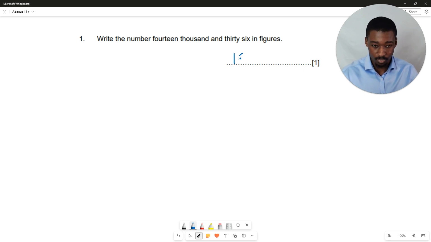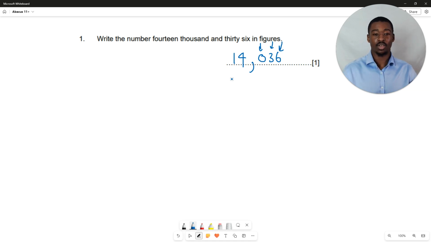14,036. So we start with the 14,000. We use the comma to show the thousand. And then we have 36. So 0, 3, 6. No hundreds. 3 tens, 6 units. Very simple. 14,036. Let's move on to the next question.